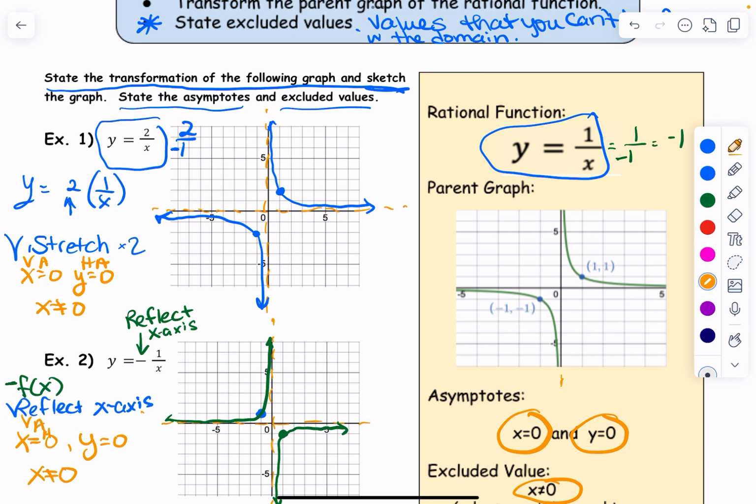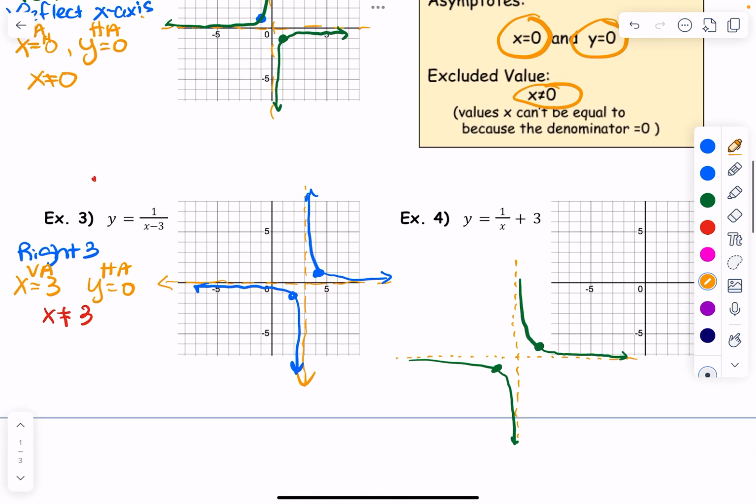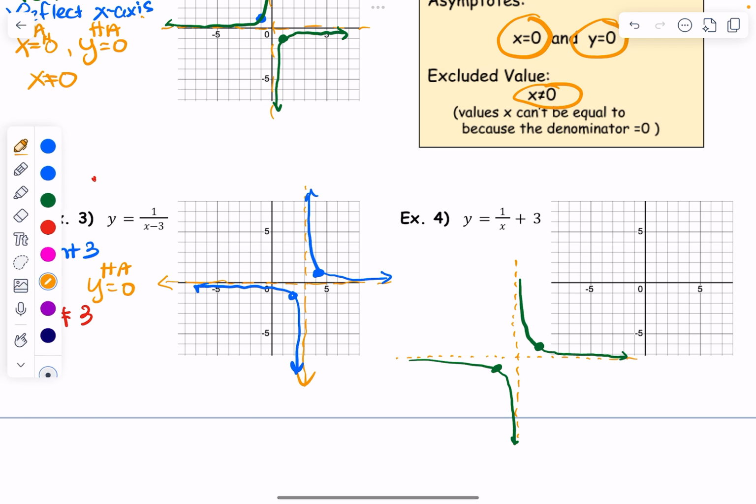Vertical asymptote, and then horizontal asymptote. Okay, cool. All right, so now let's go to number 4. This is our last one. Let's move this guy over. We're going to pick this.